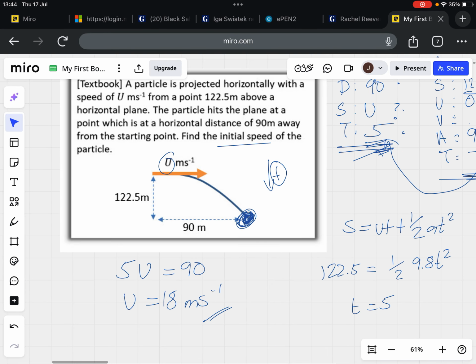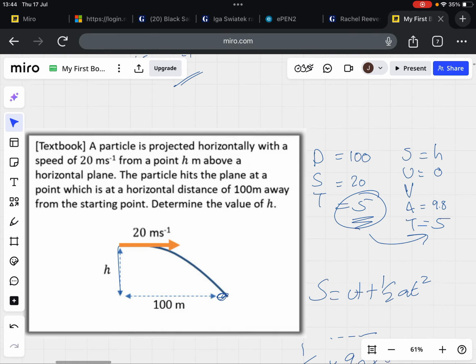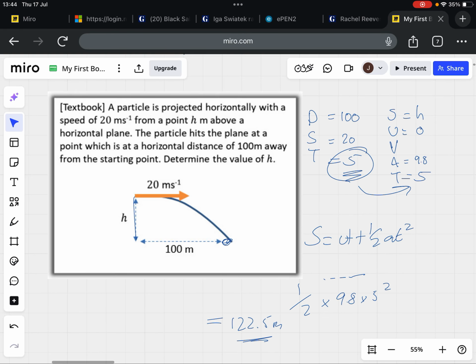Okay, I think that's a somewhat recycled question, isn't it, from the last one? Yeah, in fact, if you look, we already knew that. Or is that just a coincidence? I think that's just a coincidence, actually. Anyway, that's beside the point. So 122.5 meters is that number there.